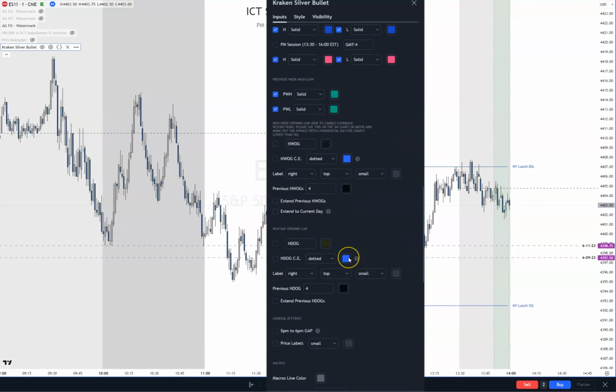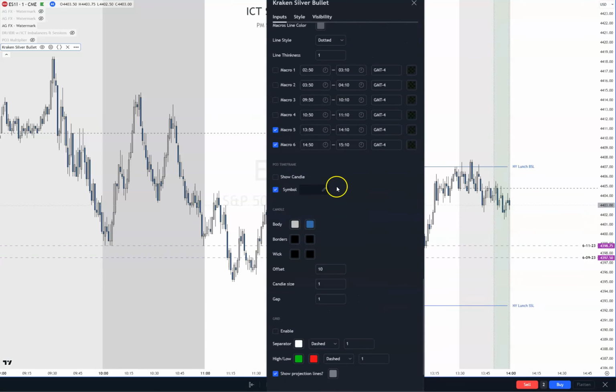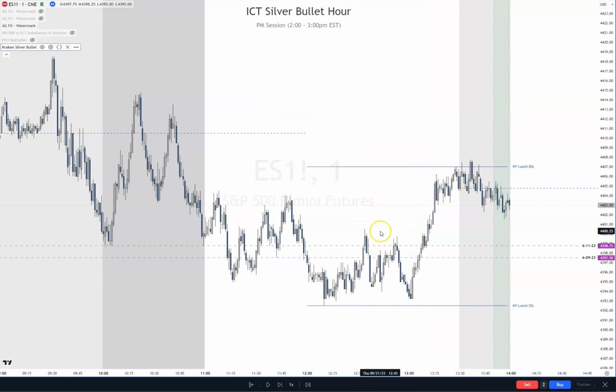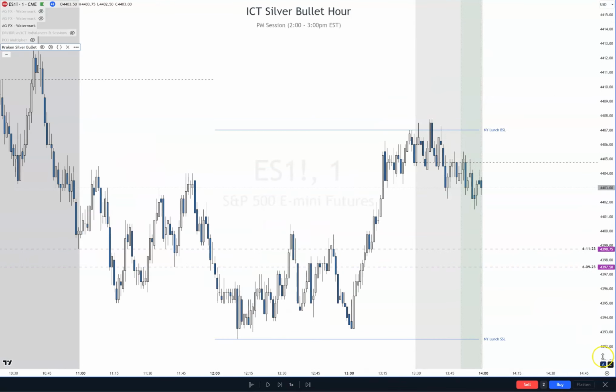The other thing on the Silver Bullet indicator, Kraken Silver Bullet, is you can have the power of 3 candle over here. I'm not going to turn that on, I did that in another video. So let's just look at the macros on this video and the session high and low. Okay, let's move those like that, and let's buy and sell as we go along here.